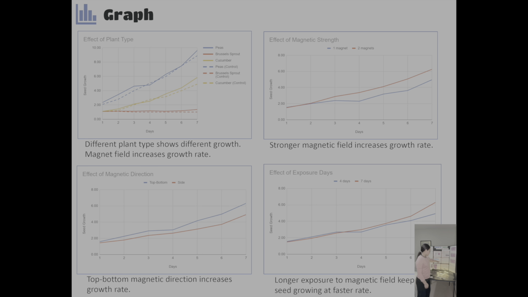In the bottom left is the effect of magnet direction, and if the magnets are placed on the bottom and the top, they are higher than if they're on the sides. And the last one is bottom right, effect of exposure time. So up until day 4, they were about equal, and then as I took off the magnets on the ones that had a less exposure time, the ones with magnets eventually outgrew the other ones.